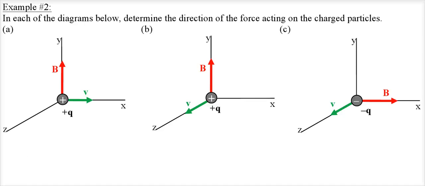Welcome to example number 2. In example 2, we're asked to determine the direction of the magnetic force that's acting on different charged particles in different magnetic fields. In this example, we're going to be utilizing the right-hand palm rule.